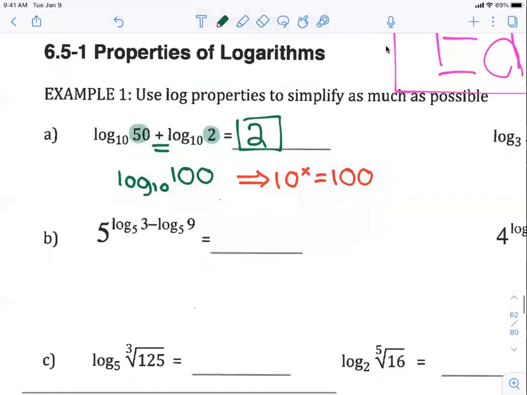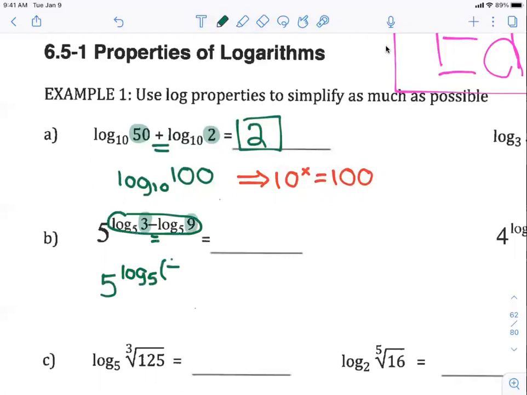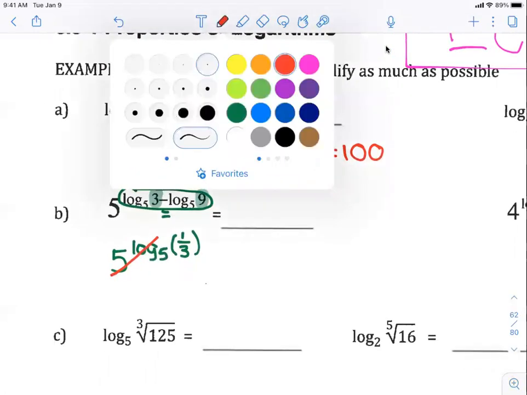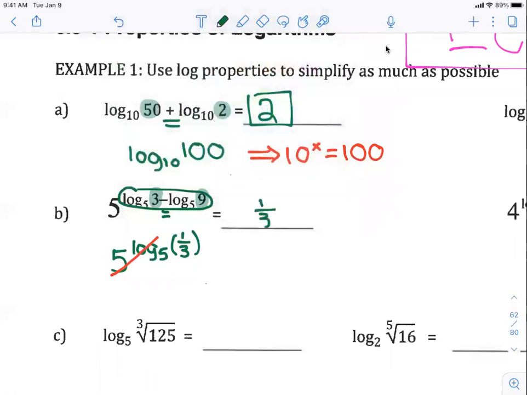Part B, I'm going to first work on simplifying the log base 5s. They're both log base 5, and since I am subtracting, that's really going to be dividing between there. So it's really 3/9, and if I simplify that, that's really 1/3. And then I'm going to use my other rule, since I have 5 being raised to log to the base 5. Those cancel. So my final answer here is simply 1/3.